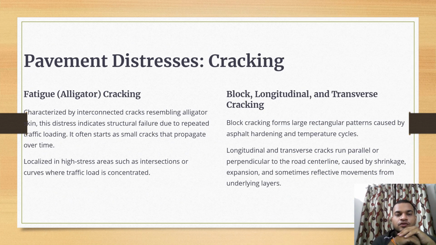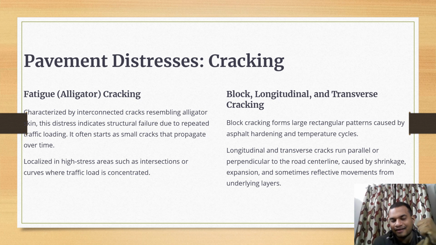So now we will look at the pavement distress, that is cracking. Fatigue cracking. There are types of cracking where we can see the fatigue cracking, that is alligator cracking, or block, longitudinal and transverse cracking. First we'll discuss the alligator cracking.